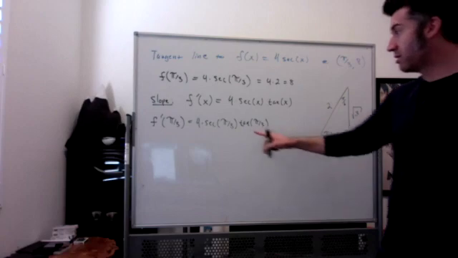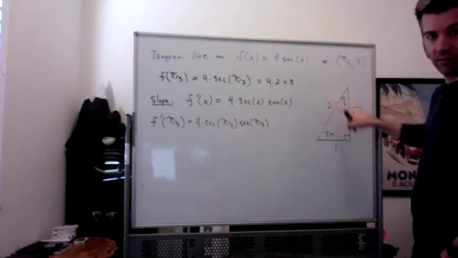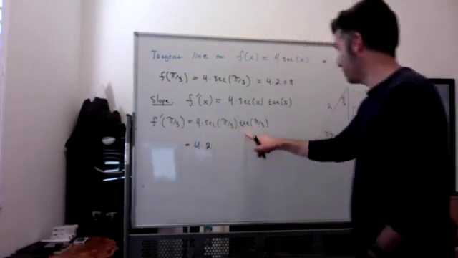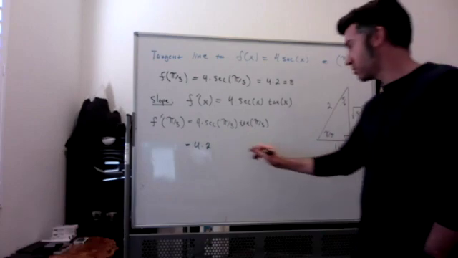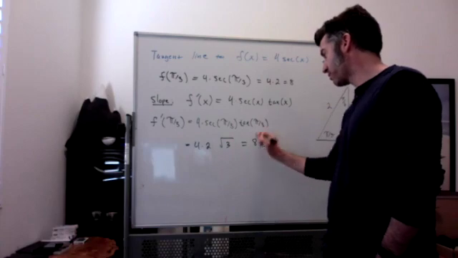And then cosine of pi over 3 is 1 over 2, so secant is 2 over 1. And tangent of pi over 3 is opposite over adjacent, so it's square root of 3 over 1. So the slope here is 8 root 3.